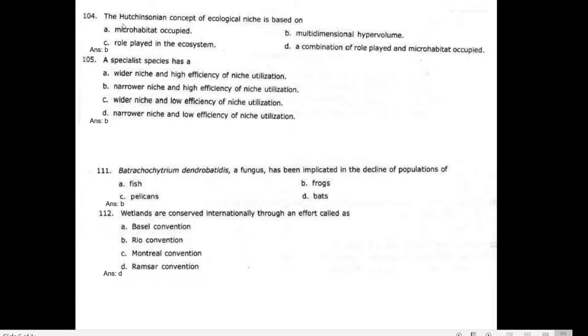The Hutchinsonian concept of ecological niche is based on the multi-dimensional hypervolume. The specialized species has a narrow niche and high efficiency of niche utilization. The specialized species are having a narrow niche and high efficiency of niche utilization.